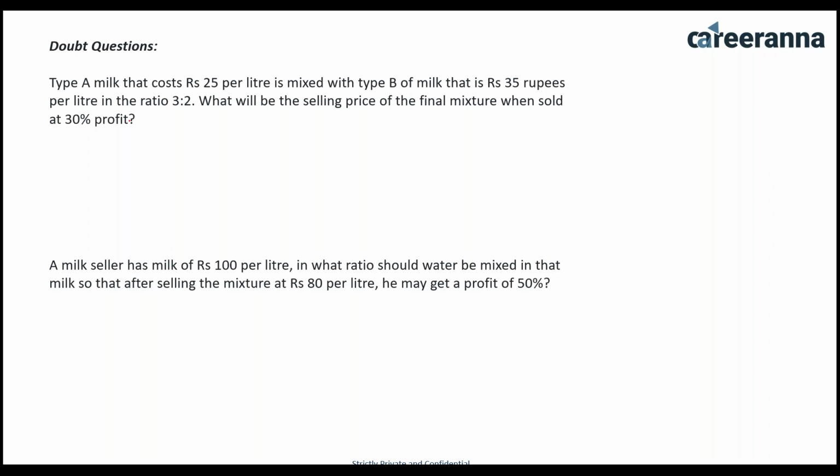Okay, guys. The first question is: type A milk costs 25. There is a trick, guys. You don't have to use pen and paper in this question, but I'm doing it.